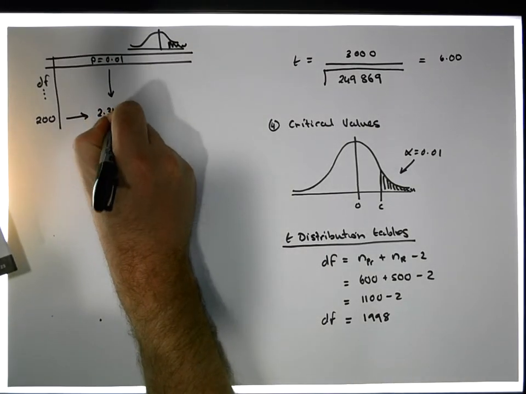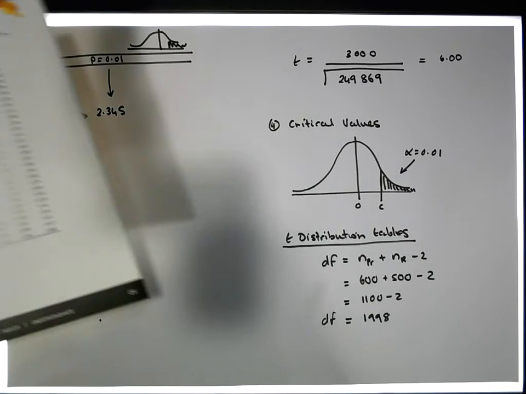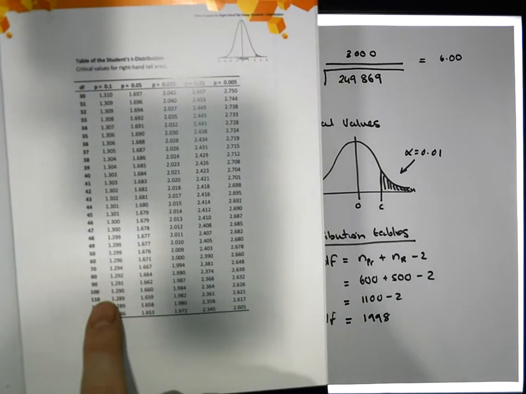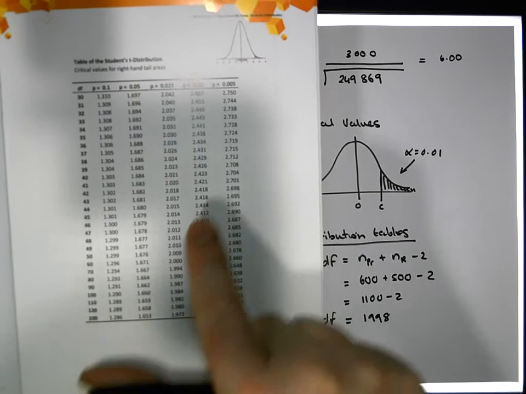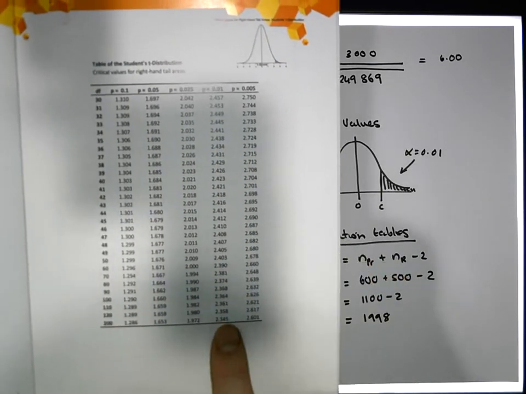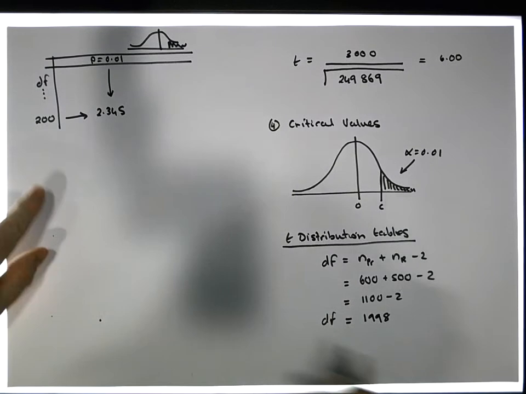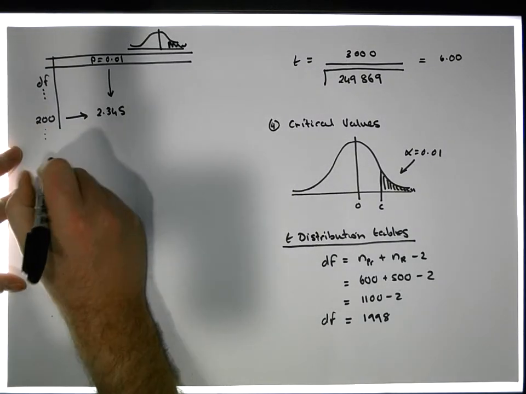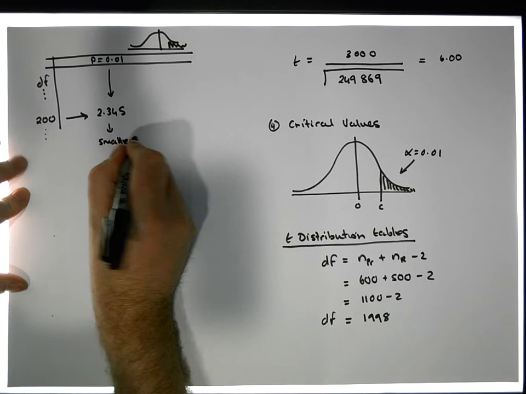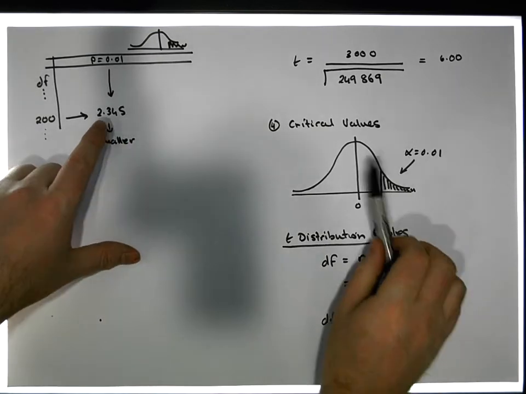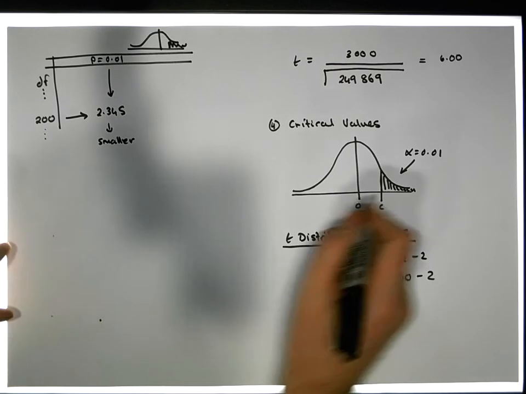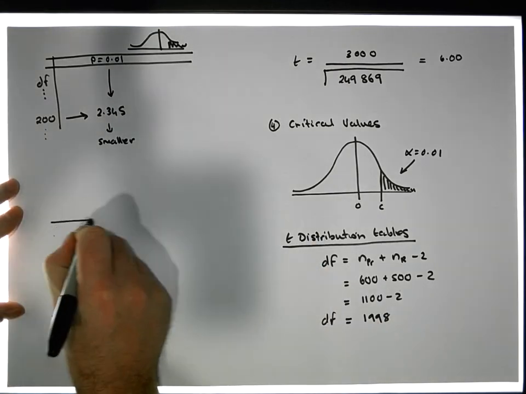The important thing to know here is that as our degrees of freedom increase, our critical values are getting smaller and smaller and smaller. So if anything, as this increases down, this is going to be smaller than what it is. In other words, it's not going to be further, it's actually going to be closer in to this particular center value here.